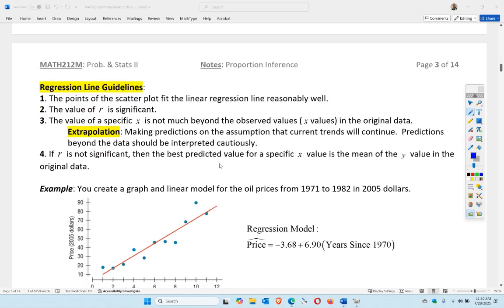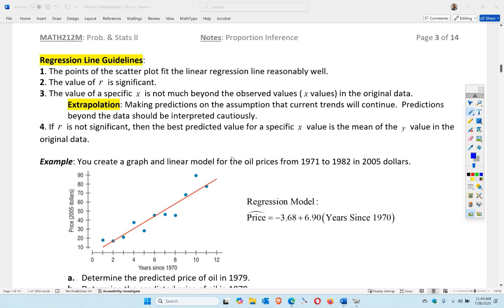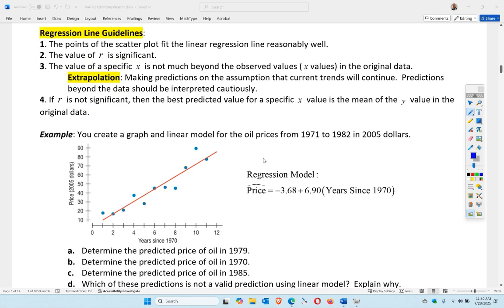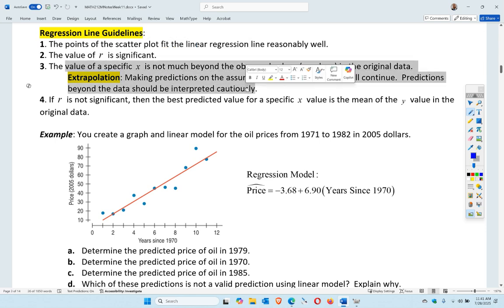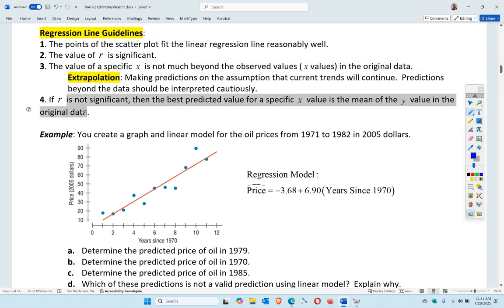There's another hurricane one, we'll skip that though. Okay, so let's think about the regression equation. You want to make the linear regression fit reasonably well, the best as possible. You want the r to be significant, which we tested with the hypothesis testing in the previous lesson. And don't do extrapolation, which means go outside the data set. We'll talk about why. If r is not significant, then the x value and y value in the original model, you should not use that, basically.